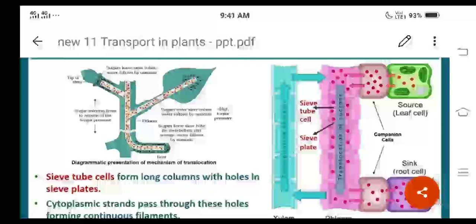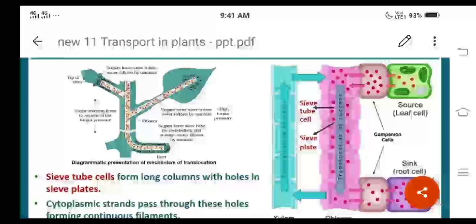Small holes will be there, and already we have studied about these holes. These holes are called as what here? They are called as the sieve pores. Okay, sieve pores, right? Sieve tube cells form long columns with holes in sieve plates, right?